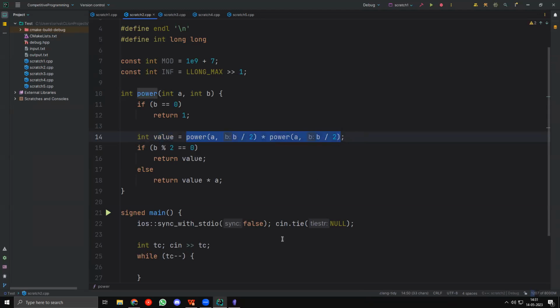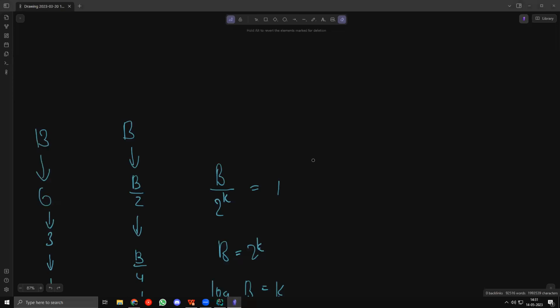Can someone tell me the time complexity of this one? Any idea? What's the time complexity of this now? Can someone take a guess? Linear. Linear. That's exactly right. I know this looks weird, but this is actually linear. Now, just adding this power statement again, that makes it linear.